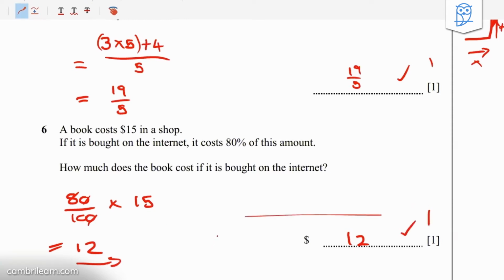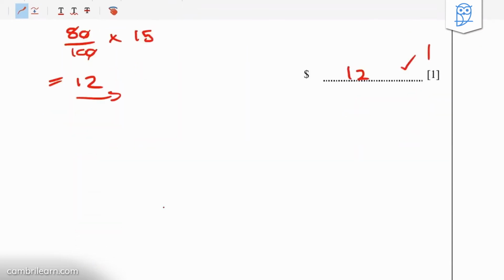Okay, and we should also see if we can simplify it and not just try to calculate it in our head. Very important. Right, moving on.